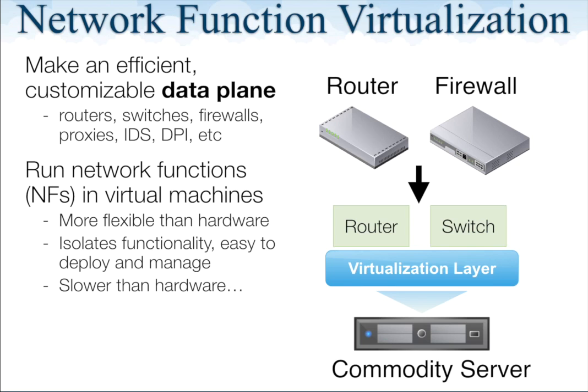So this has a lot of benefits compared to using hardware. This is much more flexible. It also isolates the functionality between these different network functions, but it has some drawbacks, right? Running this in software is generally going to be slower than hardware. So one of the challenges that this project is looking at is how can we make these network functions run as fast as if they were in special hardware. And that's very difficult to do.